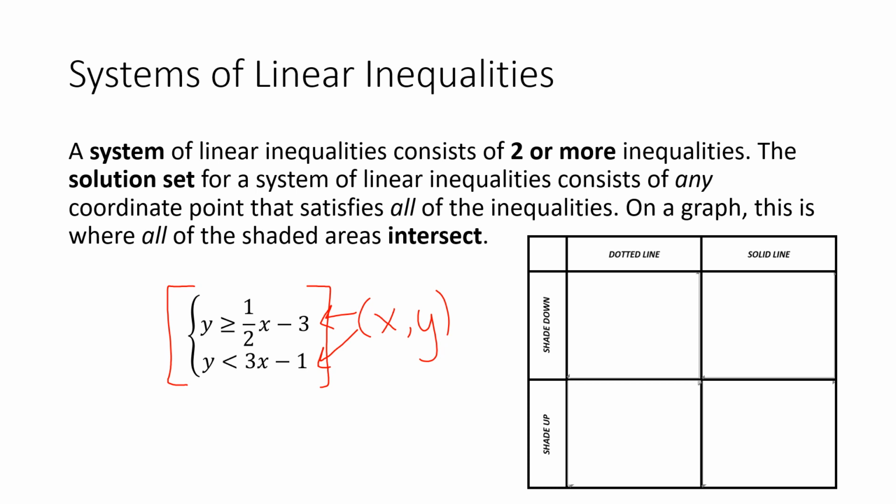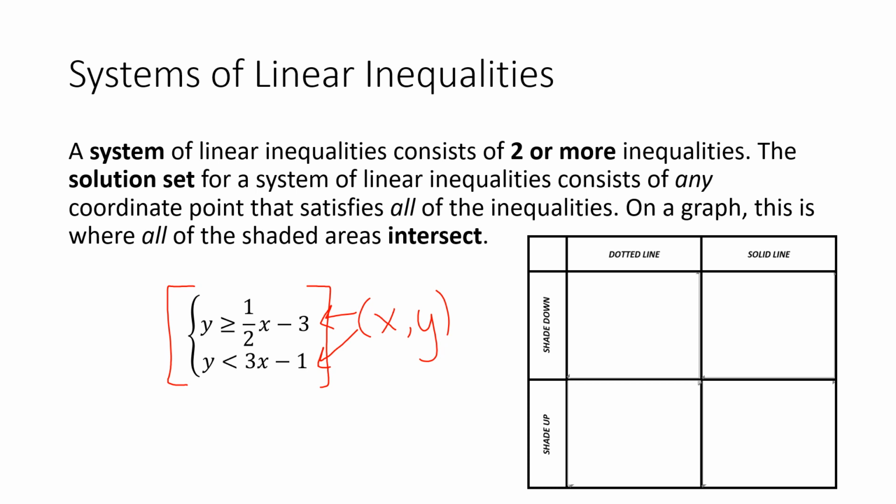But if you remember from Algebra 1, inequality signs, less than and greater than signs, incorporate some shading. Less than, you would shade down. Greater than, you would shade up. So here, it's not really about where the lines themselves intersect. It's about where those shaded areas intersect.